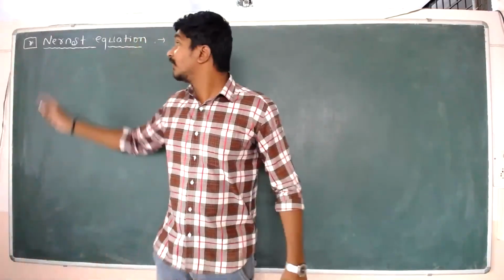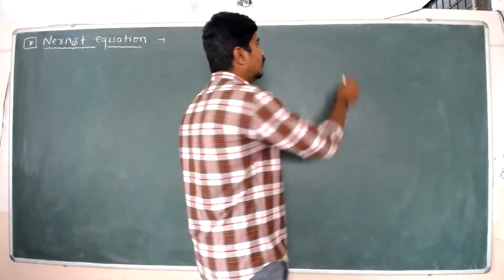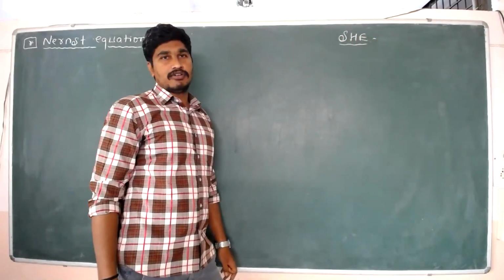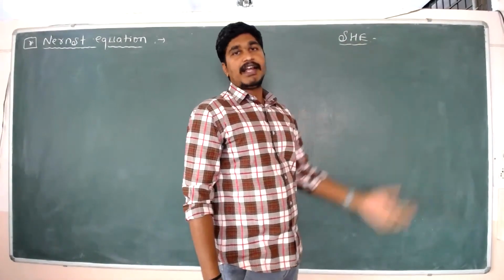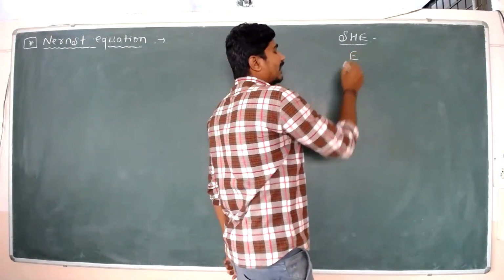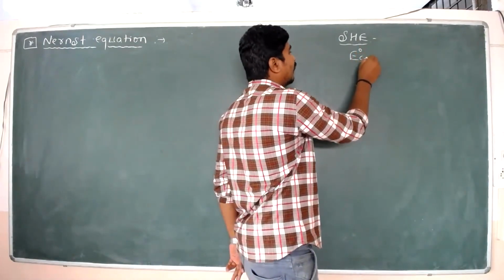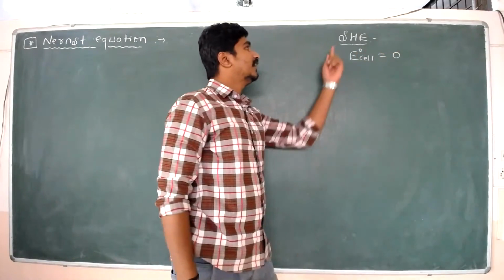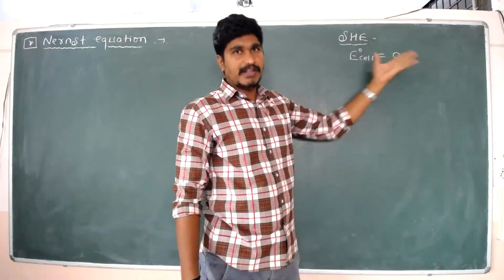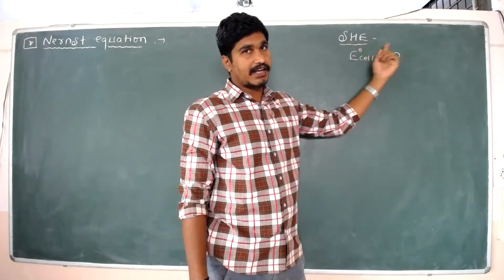Before going to discuss Nernst equation, first we will see what we have discussed in the standard hydrogen electrode. Standard hydrogen electrode can act as both anode as well as cathode, whichever it may be. The electrode potential of the standard hydrogen electrode is assumed to be 0.